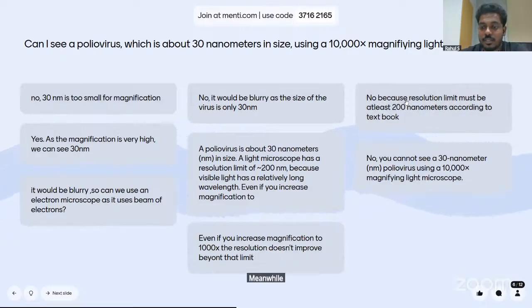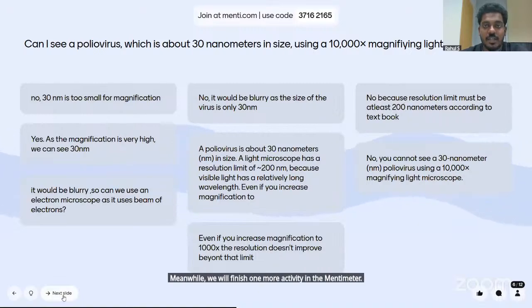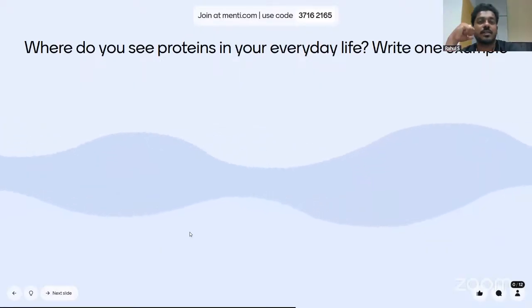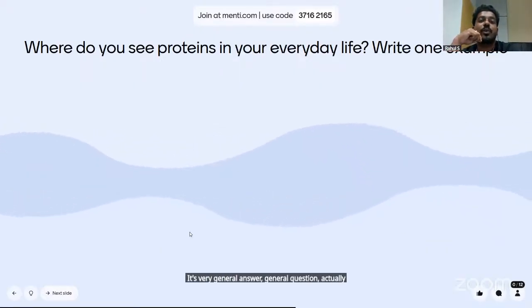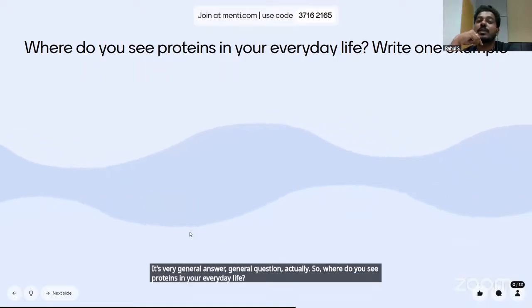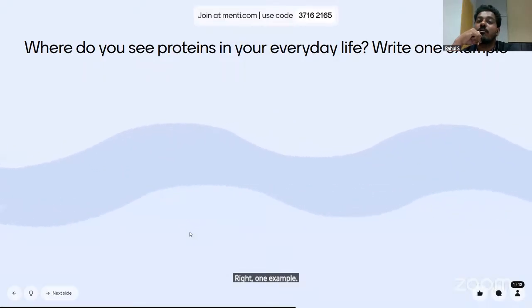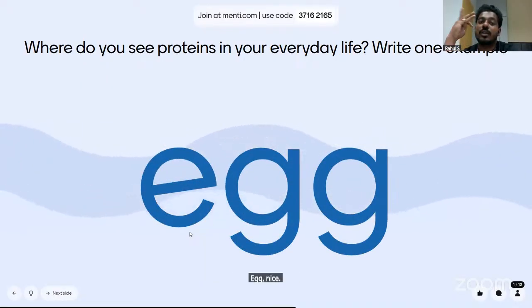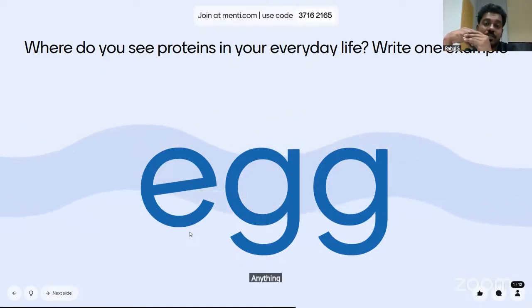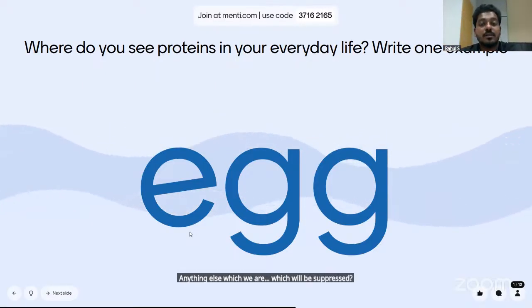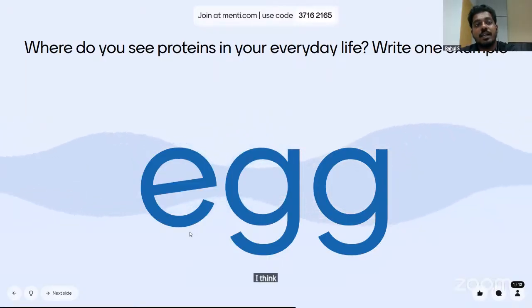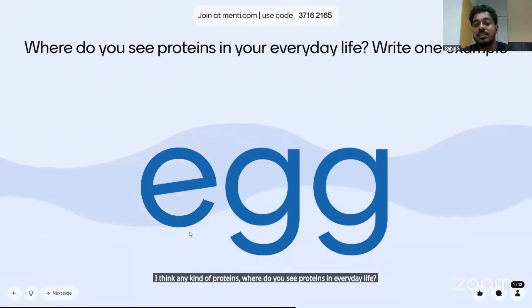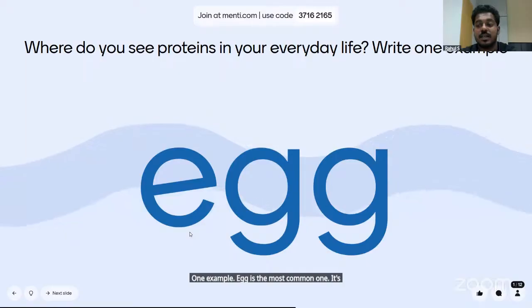Meanwhile, we will finish one more activity in Mentimeter, since you do not have any doubts. It's a very general question actually. Where do you see proteins in your everyday life? Write one example. Egg, nice. Don't say protein powder. Anything else which will be a surprise. Think of any kind of proteins. Where do you see proteins in your everyday life? One example. Egg is the most common one. Nice catch.